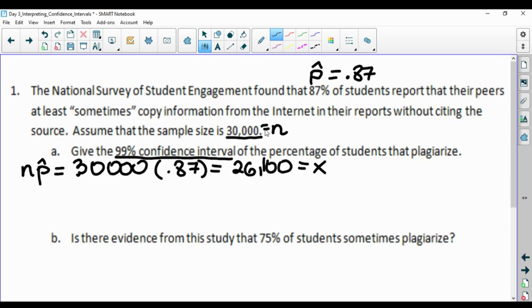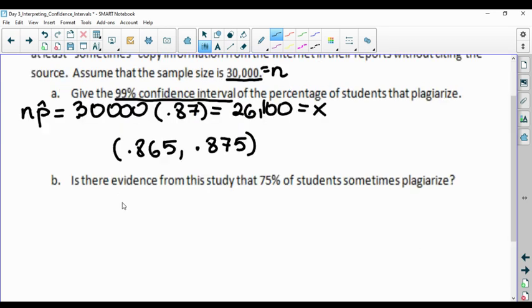If you now open your calculators and enter everything, your x, 26,100, your n is 30,000, and you will also enter your confidence level, 99%, you should now get the confidence interval of 0.865, your lower, and upper is 0.8775. And of course, you could do it by hand, but the calculator saves time.